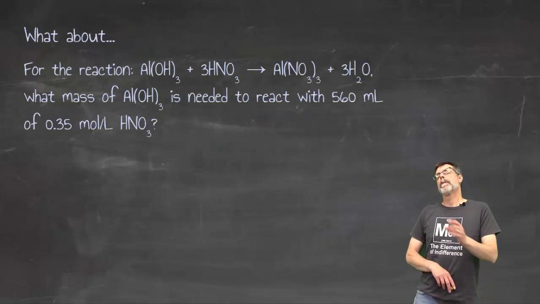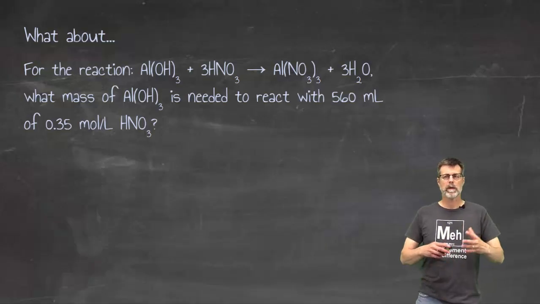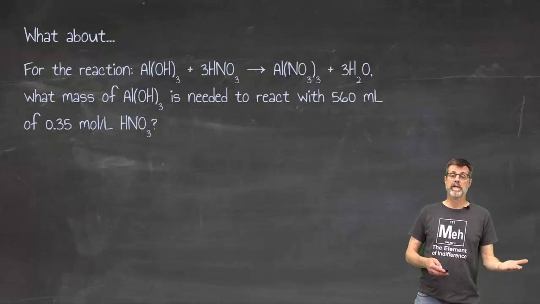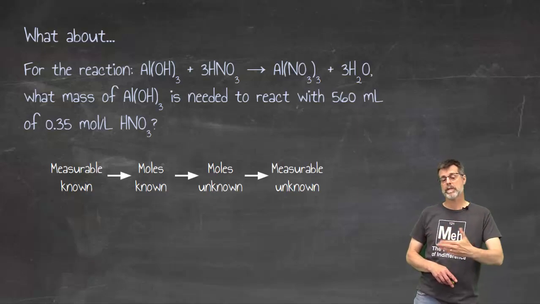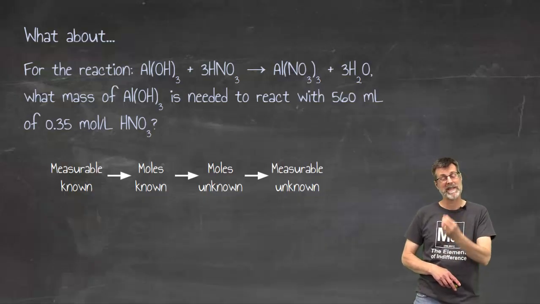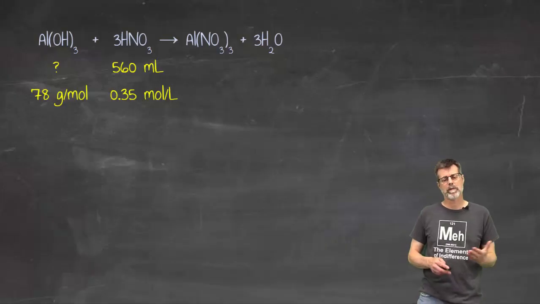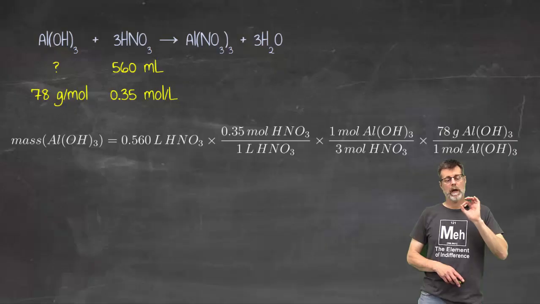Okay, here's one where it's much more likely that you'll see a combination of masses and volumes. So here, I'm asked to find a mass. So now I'm going to start with my measurable known, which is a volume of solution. I'm going to convert that to moles, I'm going to convert it to moles of the other thing, and then I can convert that back to the measurable unit. Now I need to end up with grams. So, just to give us the basic information there, same information, but now it keeps track of it. It's going to look like this.